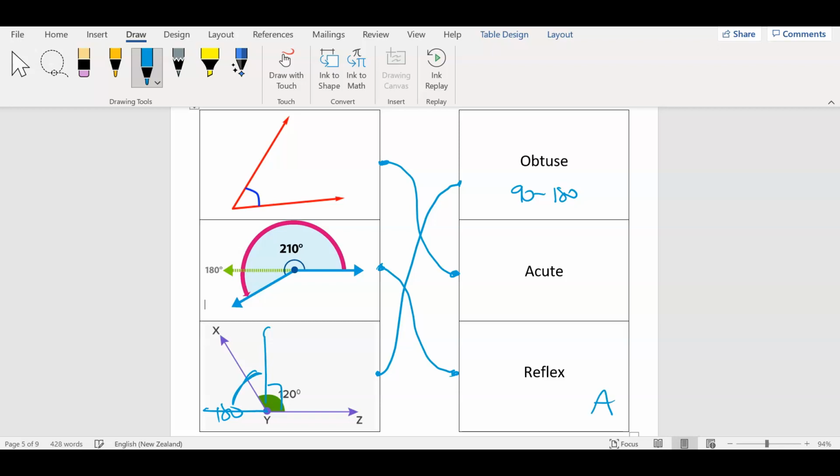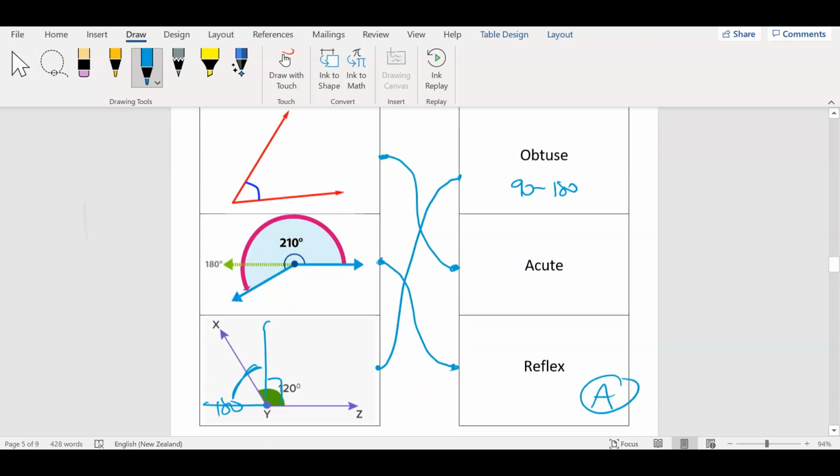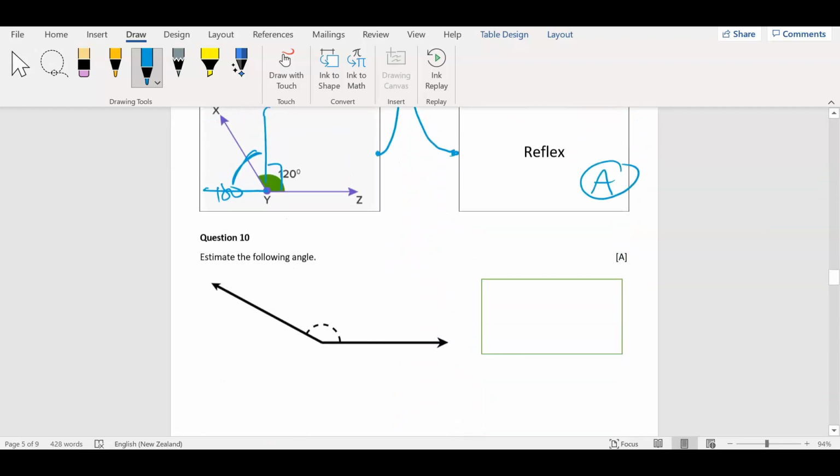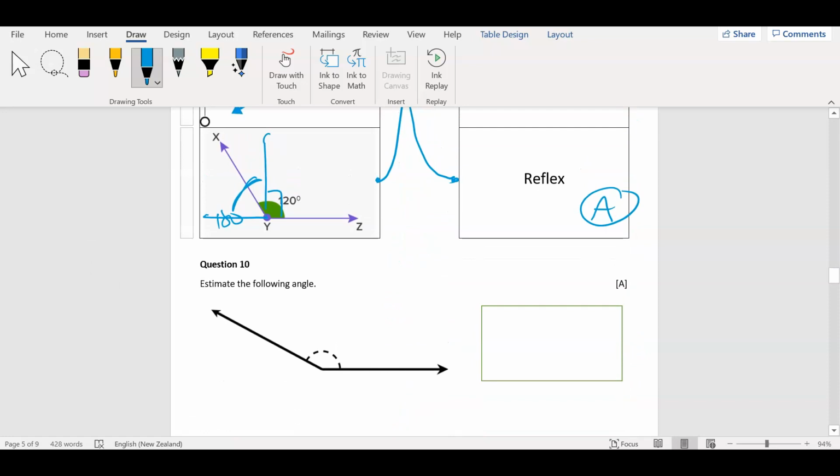If you got all three correct, you got achieved. If you got anything wrong, unfortunately, we couldn't give you any marks for that question. So that was question 9. Nice, easy achieved mark there as well. Question 10, estimate the following angle.